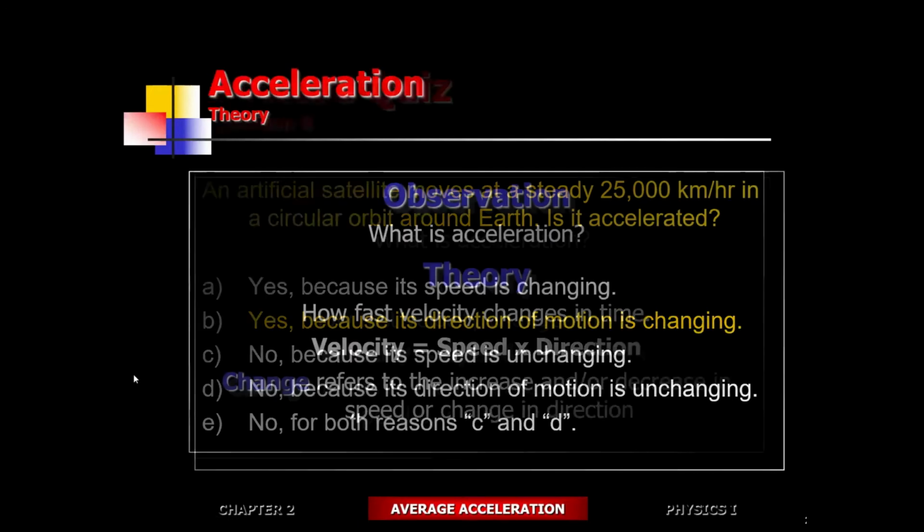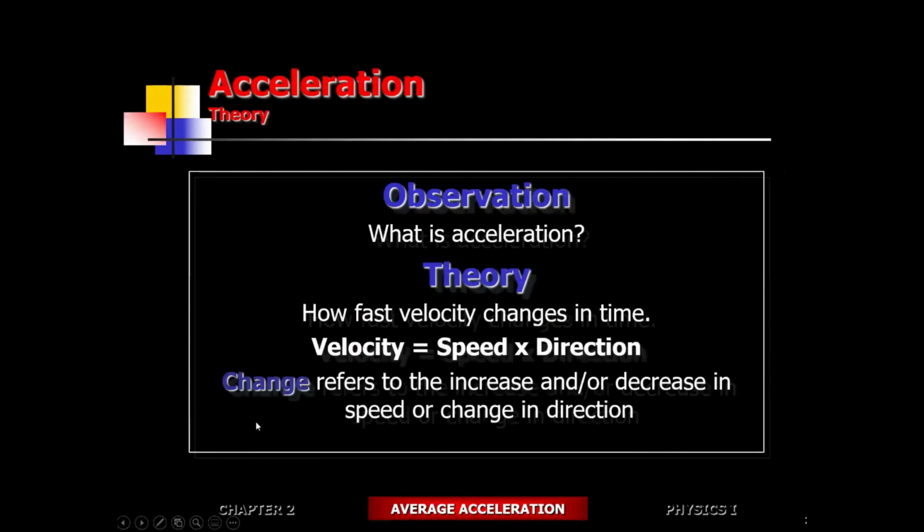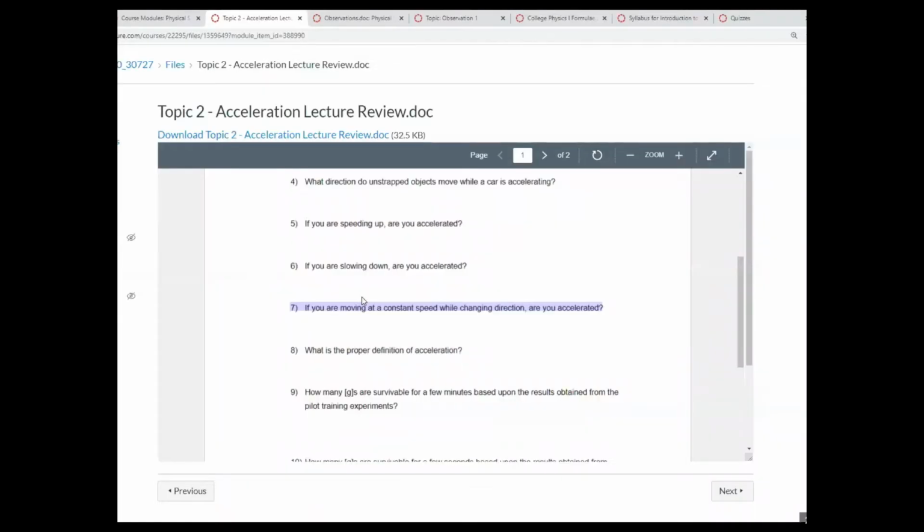It is accelerating. Now we got a definition for acceleration. Acceleration is how fast you speed up, how fast you slow down, and how fast the direction changes in time. So it's a combination of speed and direction. So instead of saying how fast you speed up, slow down, or change direction, the summary statement is how fast the velocity changes in time. So how fast the velocity changes in time becomes the proper definition of acceleration.